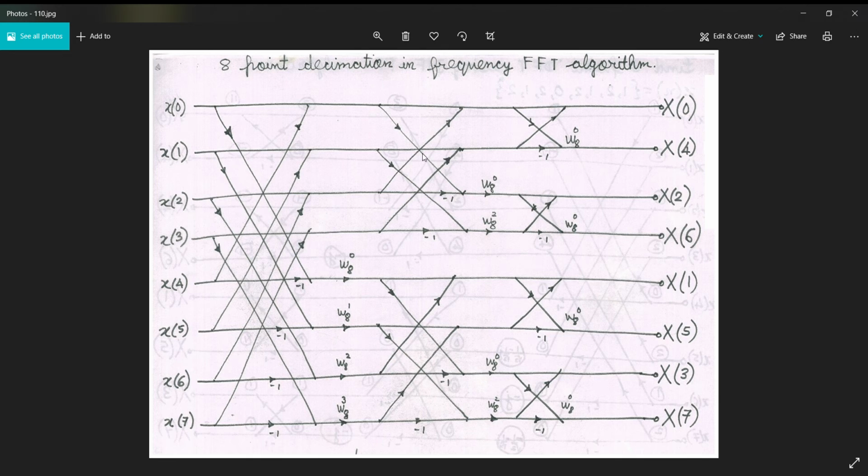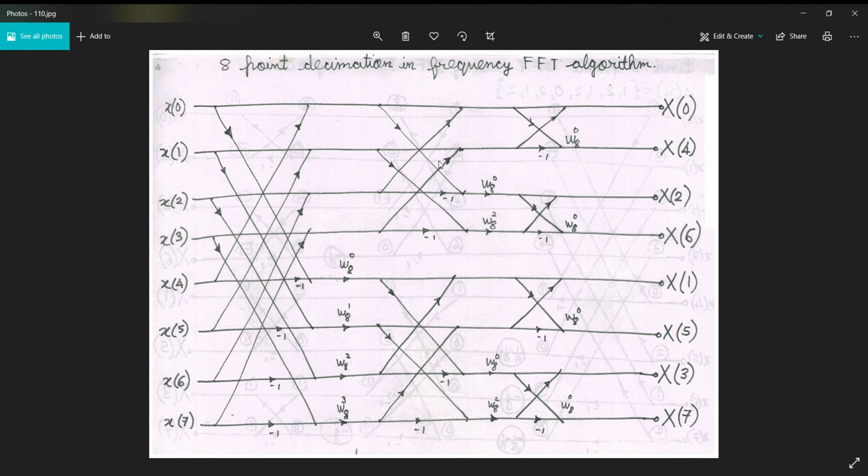Now move on to stage 1, stage 2 and stage 3. In DIT you saw that this 2-point computation where I am moving the mouse was at stage 1, while in the DIF that 2-point computation has moved to stage 3. This is stage 1, this is stage 2 and this is stage 3 for the DIF case. So this is the difference.